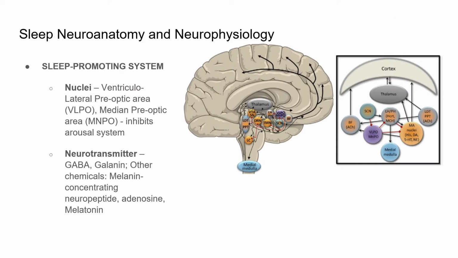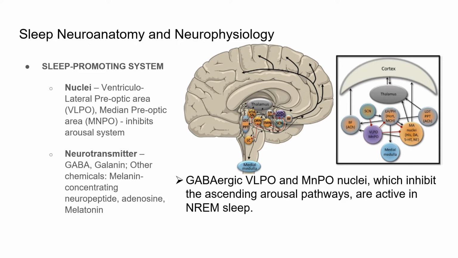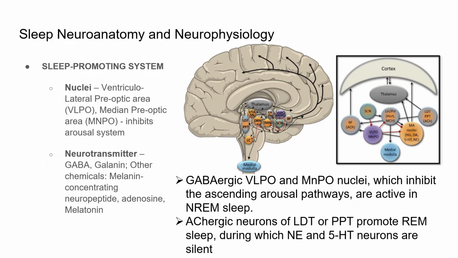With regards to the sleep promoting system, the nuclei involved are the ventrolateral preoptic area, that is VLPO, and the median preoptic area, which is MnPO, which inhibits the arousal system. That is it. The arousal system is the active one, and this nucleus sends signals to stop the arousal system. The neurotransmitters are mostly GABA and galanin, and sometimes melanin concentrating hormone, adenosine, and melatonin are also involved. Non-REM sleep is mostly controlled by the GABAergic neurons, and REM sleep is mostly controlled by the cholinergic neurons.